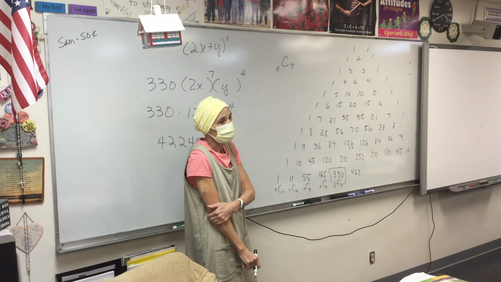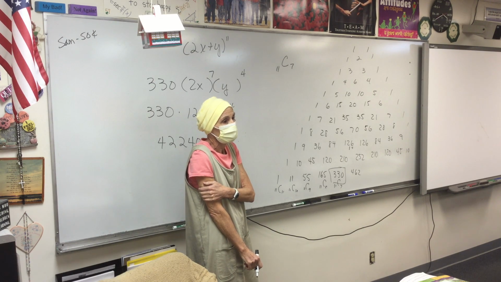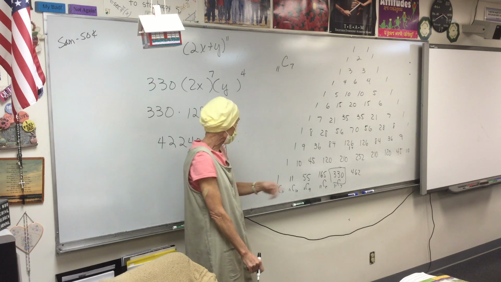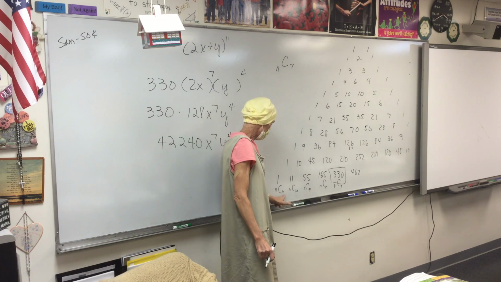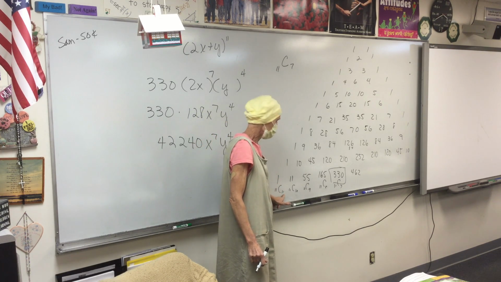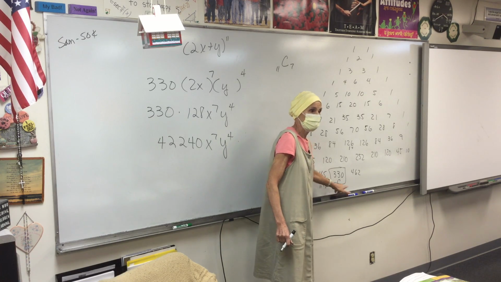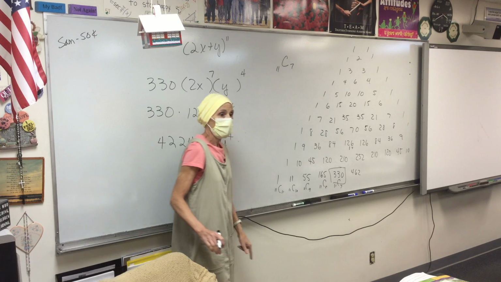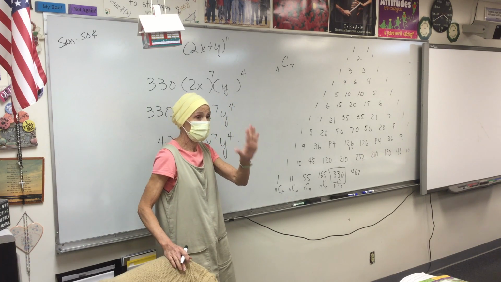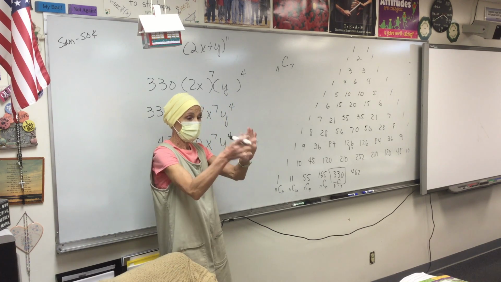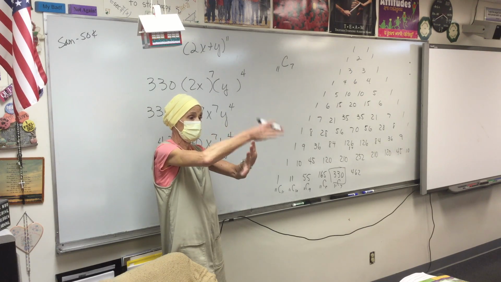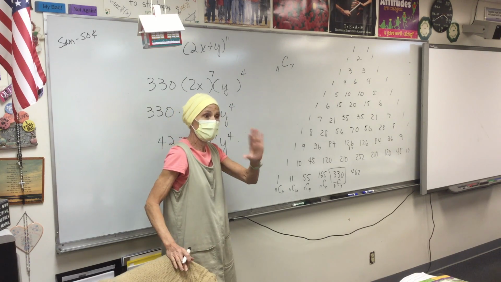How do you find out that it's 7? So how did you know? I counted down. This is 11C11, 11C10, 9, 8, 7. I have to count down to the fifth term. I need the fifth term. So 11C11, 10, 9, 8, 7. It has to be 11C7. I count.